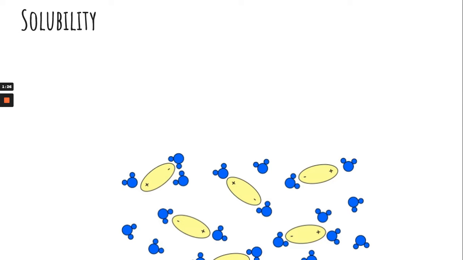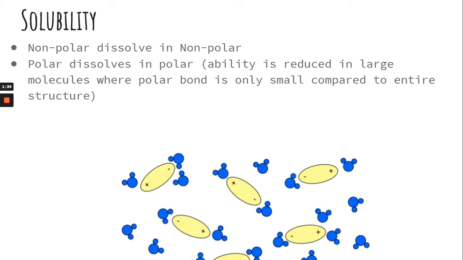Solubility, remember, is the ability to dissolve in water. Nonpolar will dissolve other nonpolar solutes. Polar dissolves other polar solutes. So remember the term like dissolves like. There has to be something similar between the two, the solute and the solvent, in order for it to dissolve.